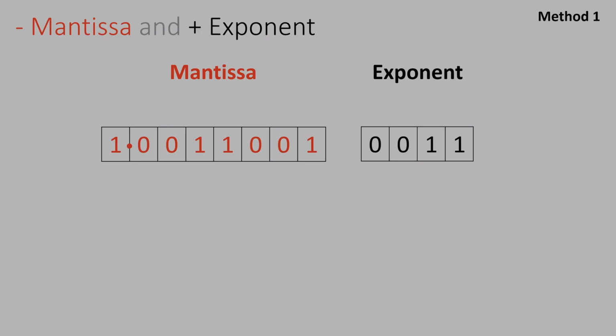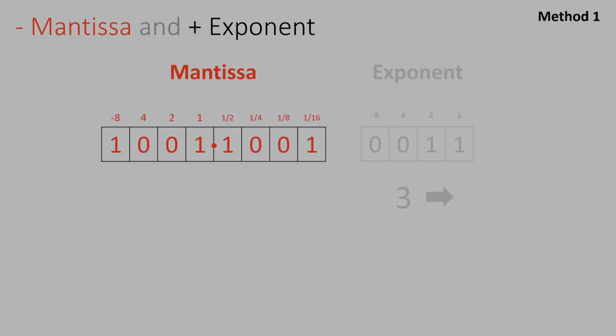Here we have a negative mantissa and positive exponent. So if we unpack that exponent, we get positive 3. Because this is a positive number, we're going to move the floating point 3 places to the right. So if we go ahead and move that, we're now able to put in our place values.